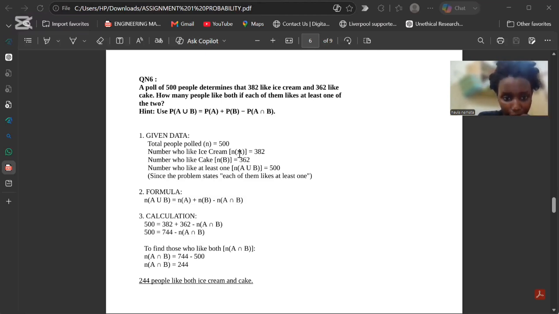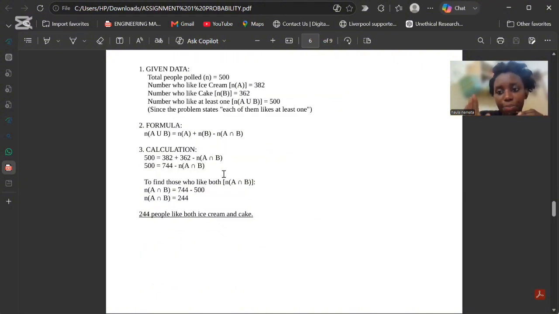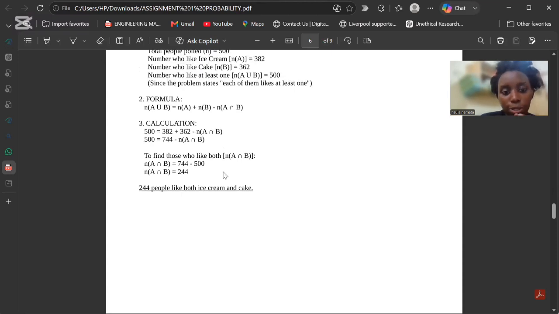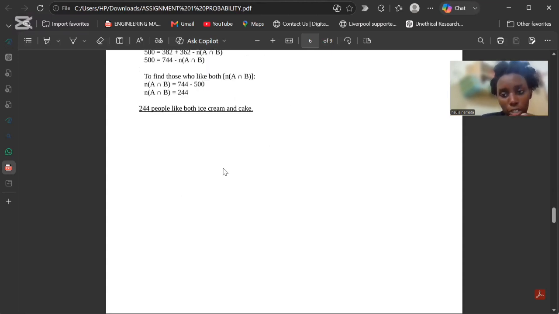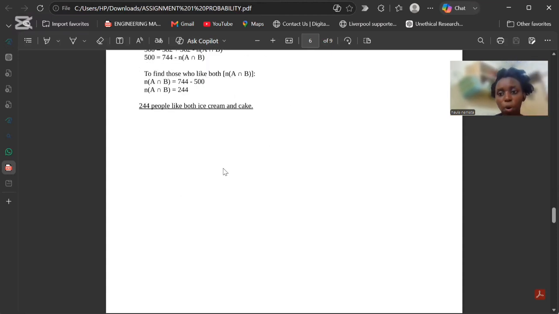So then substituting into the formula, we would then have the probability of A union B, which is 500, the total number of people, equals the probability of A, 382, plus the probability of B, which is 362, minus the intersection which we are looking for. And then when we solve, we shall be able to have 244 as the number of people who like both cake and ice cream.